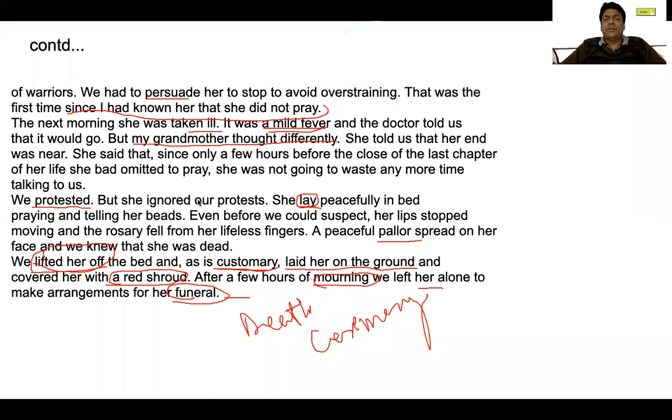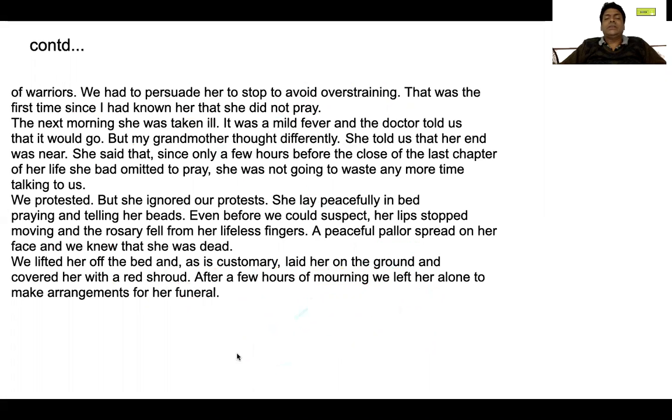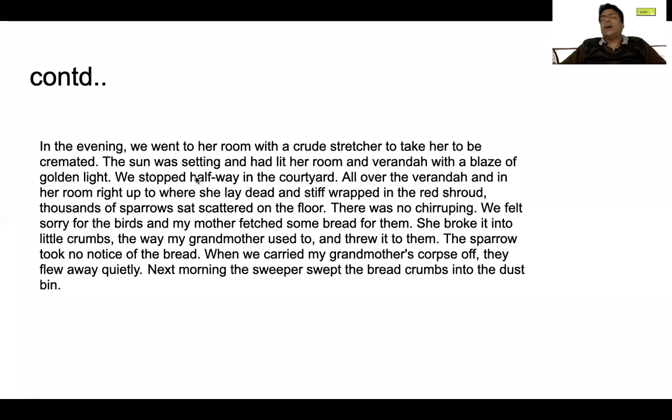So after that, what happened? Now the grandmother died, and after her death, the writer and the writer's family members left her body and went to prepare for her funeral. Now in the evening, we went to her room with a crude stretcher, right? What do you mean by crude stretcher? That's a couple of bamboo or bamboo canes, with which a manual bed is created to take her to be cremated, that is, to put her body on it and then take it to a place to cremate.